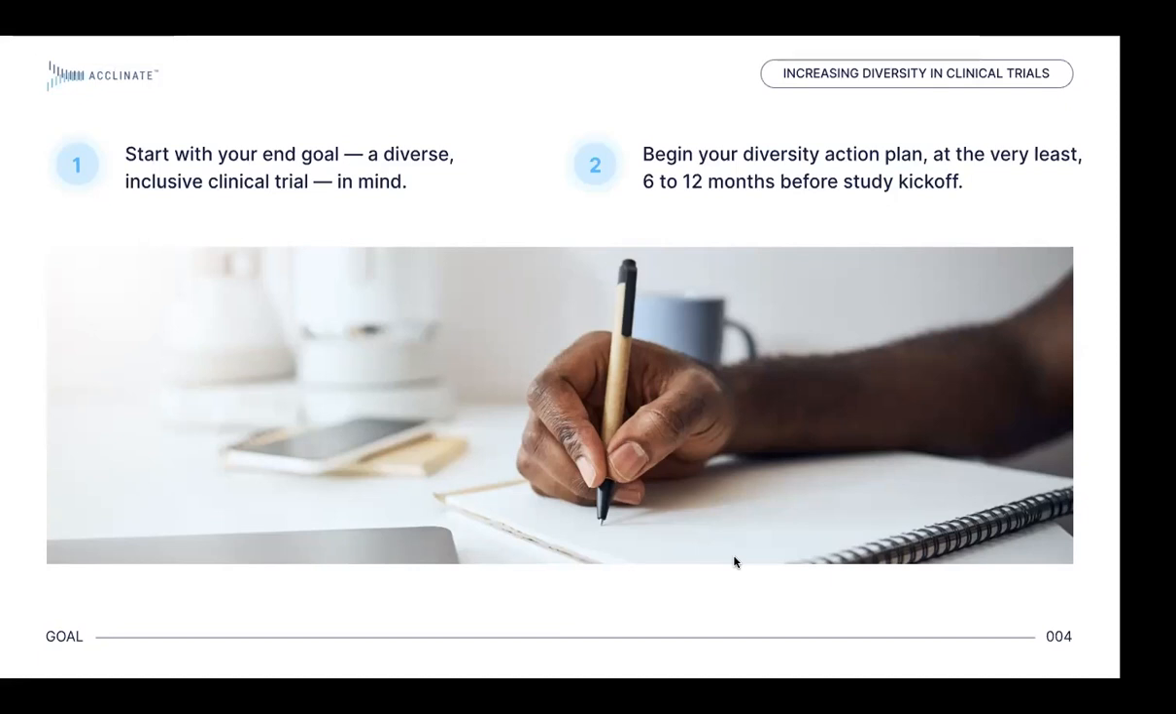Something else that we have partnered with research sponsors on is providing input into the diversity action plan, and then also creating a company specific or therapeutic area specific clinical trial diversity playbook, right?